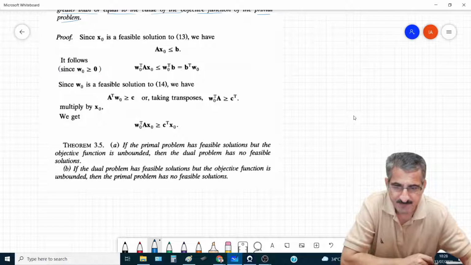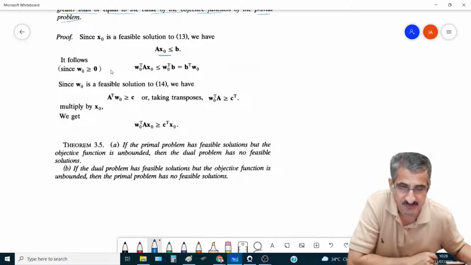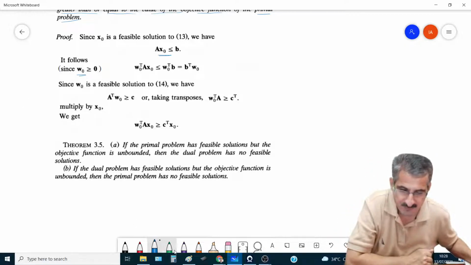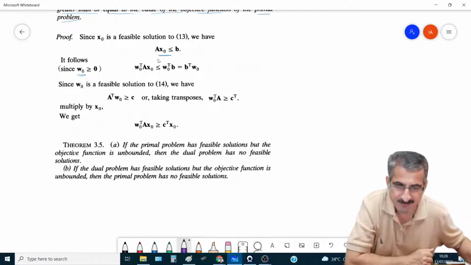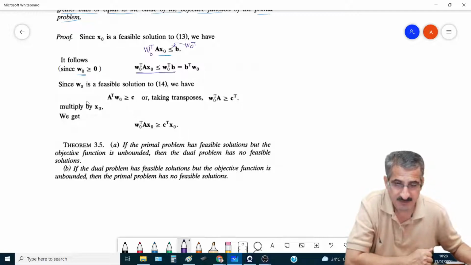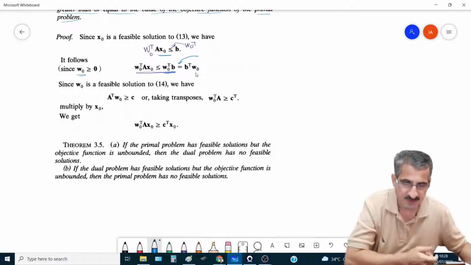Now to prove it, since x naught is a feasible solution to the primal problem, x naught satisfies the constraints, and since W naught is positive. Now see what happens, what we have done above there. We multiplied both sides here by W naught transpose. So we get this part. Okay? Now notice this is a number. So why is this equality happening? Because this is a number. We can write it this way or that way.